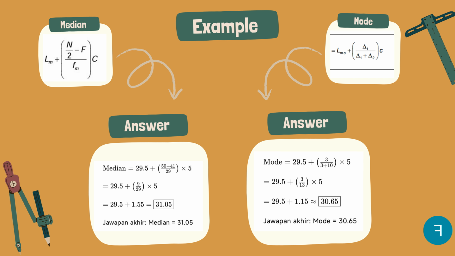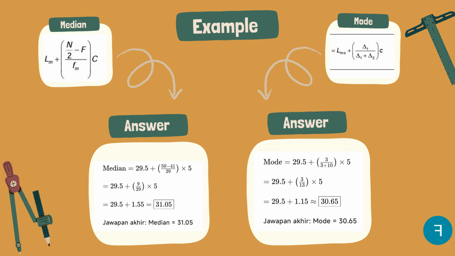Okay, then this is the mode formula. The mode formula is LMO plus delta 1 divided by delta 1 plus delta 2 and multiply with C. Okay. LMO is the lower boundary of the modal class and delta 1 is the difference between the frequency of the class mode and the frequency of the class before the class mode. And delta 2 is the difference between the frequency of the class mode and the frequency of the class after the class mode. And C is the size of class interval.